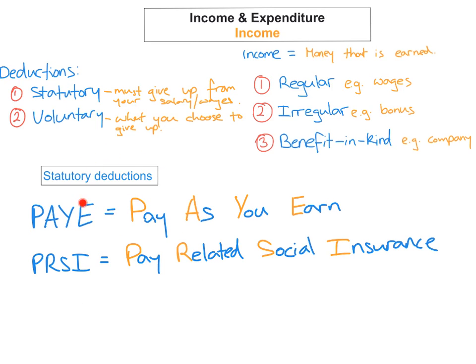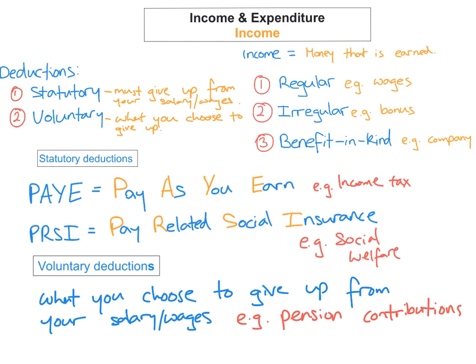Here are your statutory deductions, the two things that have to be deducted from your wage or salary. The first is PAYE, pay as you earn, and an example of this is your income tax. The next statutory deduction that you must pay is PRSI, pay-related social insurance, and an example of this might be social welfare benefits. Everybody has to pay into social welfare in case you are sick, so you can get your pension, or maybe unemployment benefit if you happen to be out of work at any time in the future.